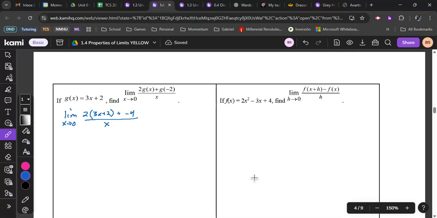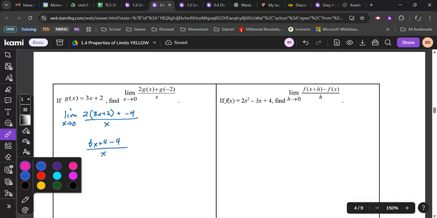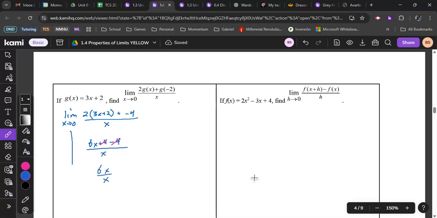Okay? Now, at this point, I have a problem, so we're really hoping that something's going to cancel. So we're going to simplify our numerator and hope that's the case. So we get 6x plus 4 minus 4. Oh, thank God, because now that 4 and negative 4 canceled. So I get 6x over x, which also cancels.